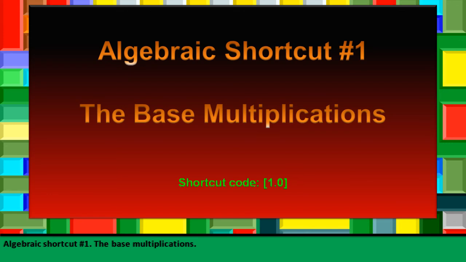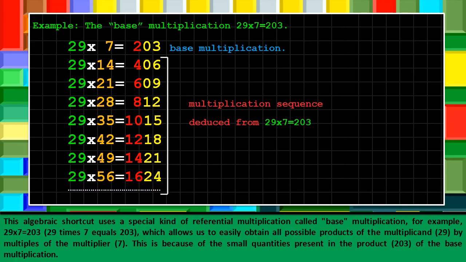Algebraic shortcut number 1, the base multiplications. This algebraic shortcut uses a special kind of referential multiplication called base multiplication. For example, 29 times 7 equals 203, which allows us to easily obtain all possible products of the multiplicand 29 by multiples of the multiplier 7. This is because of the small quantities present in the product 203 of the base multiplication.